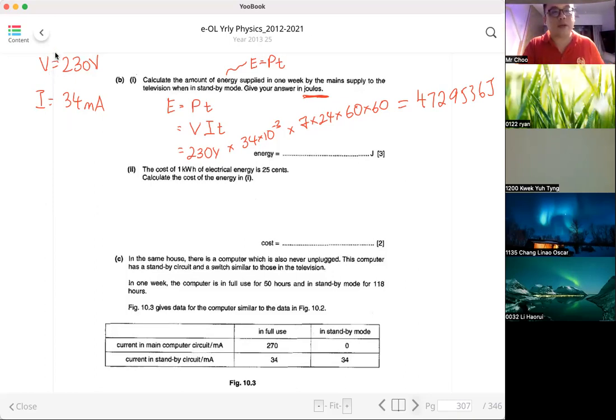So the voltage is 230 volt. The current is 34 milliampere. This is 2 or 3 single figure. This is obviously 2 significant figure. So your final answer should be just 2 significant figure. In this case, it will be 4.7 megajoule. You write down 2 significant figure. Is that clear?